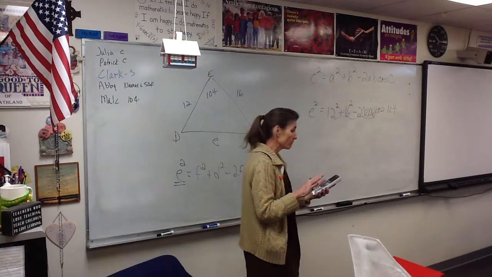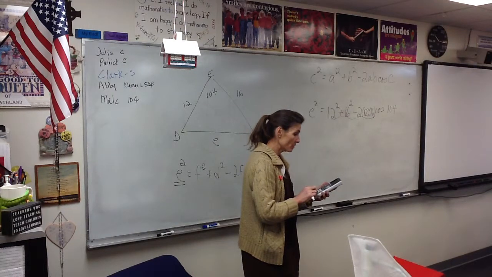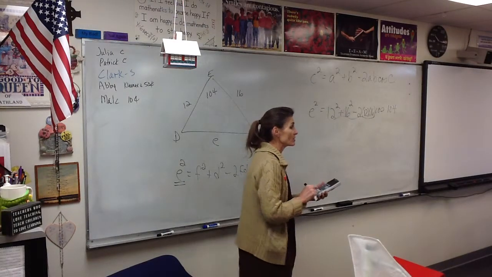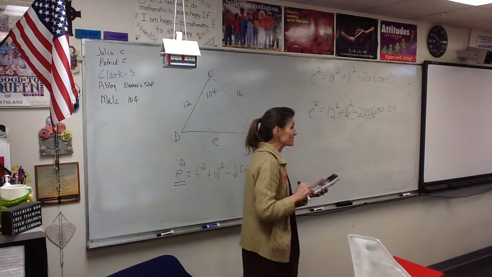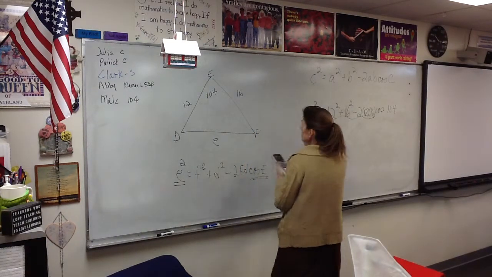Now, did you get a big number, 492? What do you do with that now? You gotta take the square root of that, so hit second square root, second answer. Did you get 22.20?